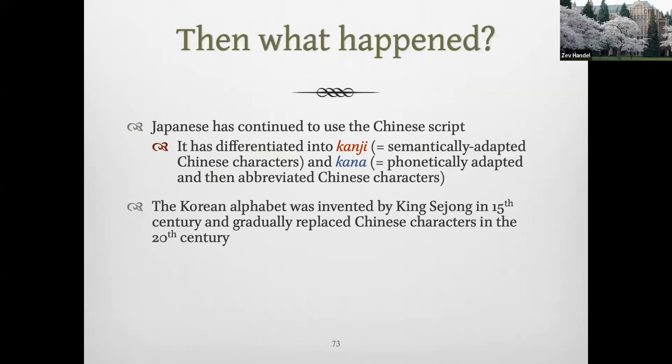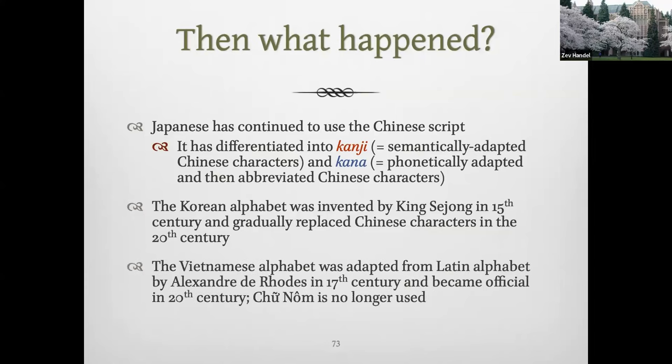Korean took a different path. In the 15th century, the king of Korea and his ministers invented an alphabet. And while it wasn't widely used for a long time, most reading and writing was done in classical Chinese, in the early 20th century, that alphabet basically replaced Chinese characters when writing the Korean language. And today, Korean is written almost exclusively in Hangul, the alphabet.